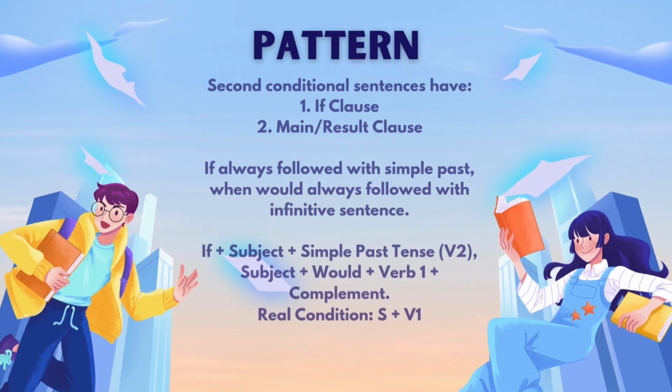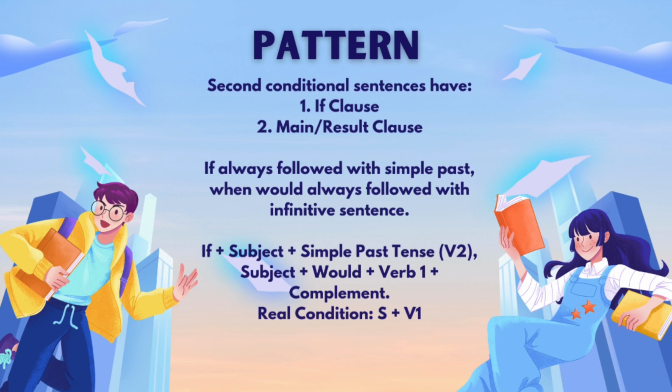Next, we will talk about the pattern of the second conditional. Second conditional sentences have an if clause and a main clause, or result clause, because it only occurs when there is an if clause. If is always followed by the simple past, and would is always followed by the infinitive. So, this is the pattern.